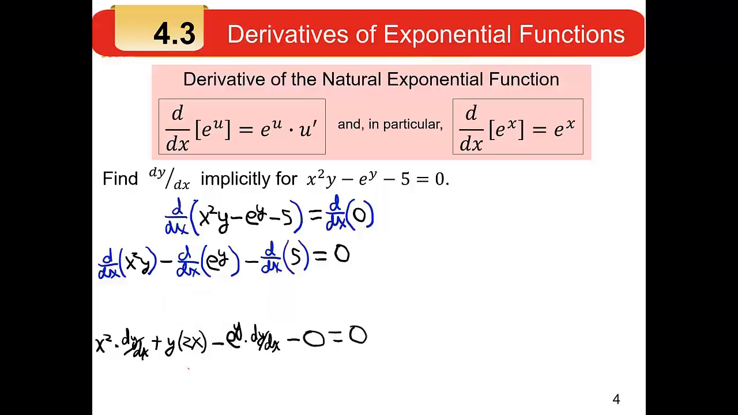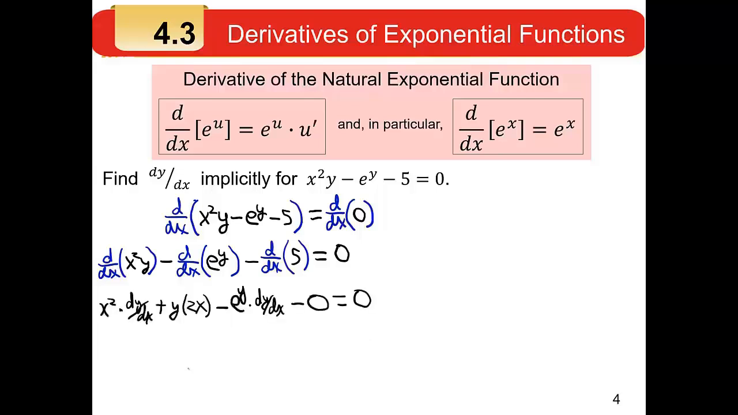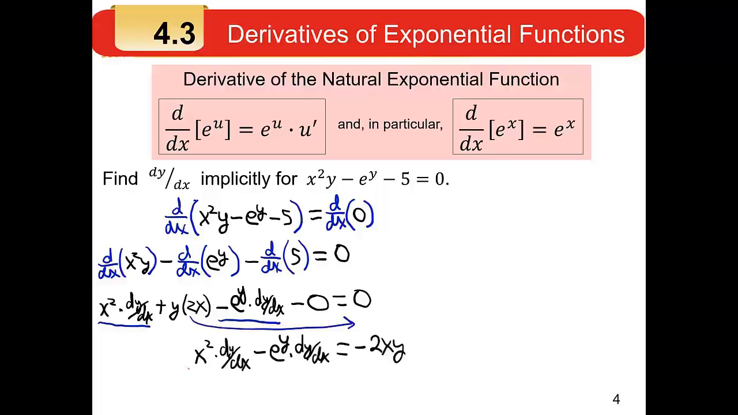Then we move to the third term. The derivative of a number is 0, so the derivative of 5 is 0, and we already have a 0 on the right-hand side. The next step in the process of finding dy over dx implicitly is to take the terms that have dy over dx in them and get them on one side and take everything else to the other side. So the two things I've underlined both have dy over dx's in them, so they stay where they are. The one thing that doesn't, that 2xy, goes to the other side and becomes a negative 2xy.